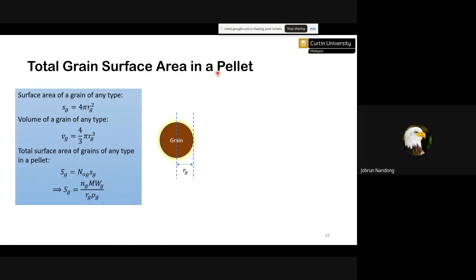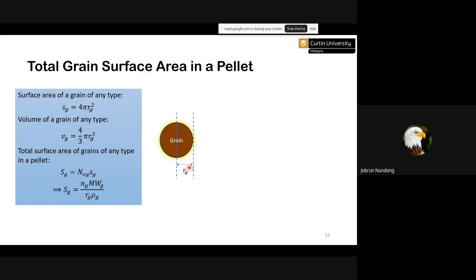Okay, just in a pellet. So now let's say the surface area of a grain of any type. Any type could be Fe2O3 or Fe3O4 or FeO. So that is 4 pi because we assume the grain shape is spherical. So that is 4 pi Rg squared. Rg here is the grain radius.